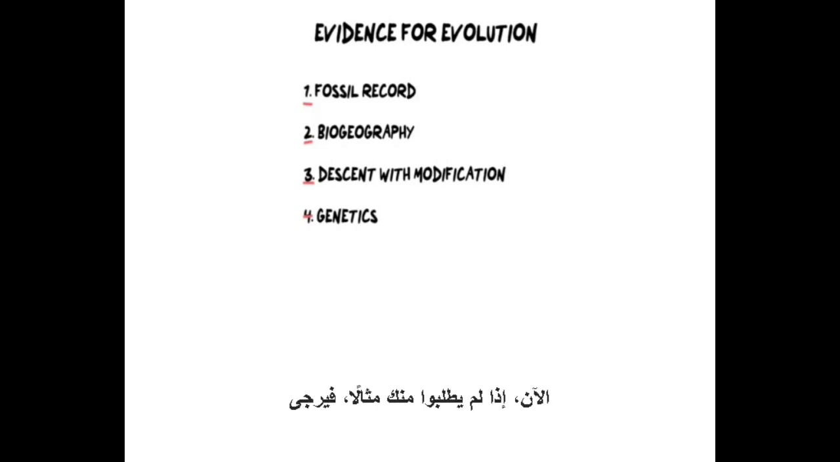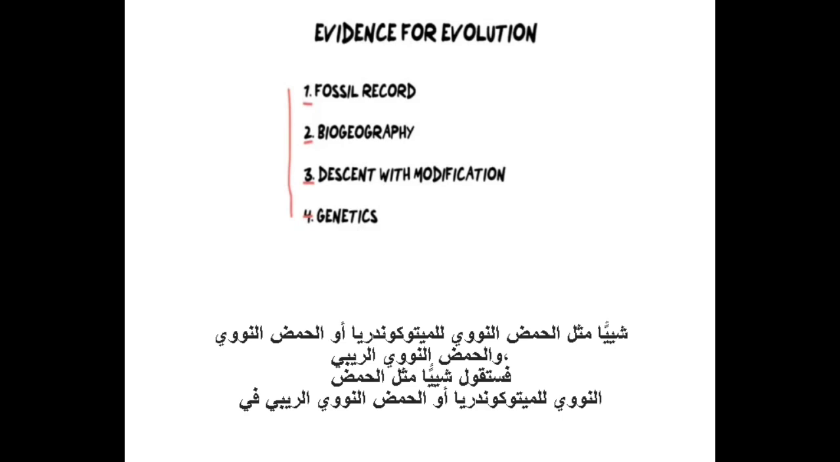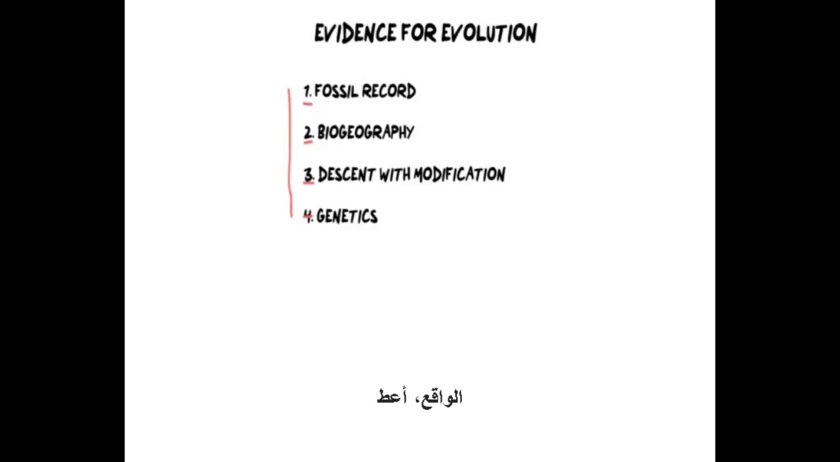Now, if they don't ask for an example, please don't give an example. What I mean by that is, if they say, name 2 types of evidence, well, you have 4 to pick from here. So only use these 4. But if they said, name 2 types of genetic evidence for evolution, then you're going to say something like mitochondrial DNA or DNA and RNA. You're going to actually give examples of each of these.